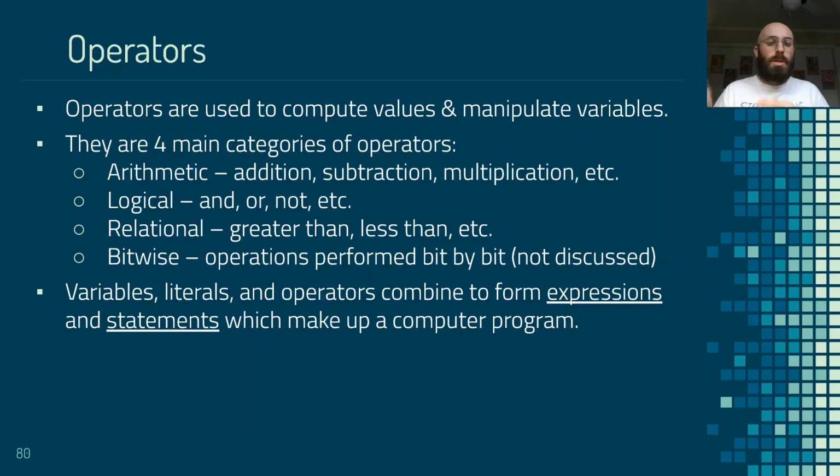A lot of this information is going to translate from what you've learned in your math classes, but in Arduino, we have basically four main categories of operators: the arithmetic operators, the logical operators, relational, and bitwise. Right now, we're going to focus only on the arithmetic operators. We'll tackle those other ones later.